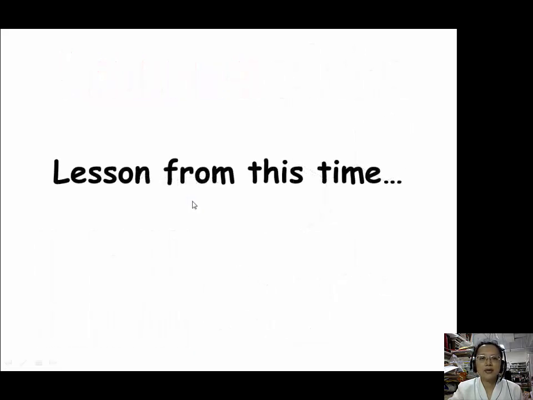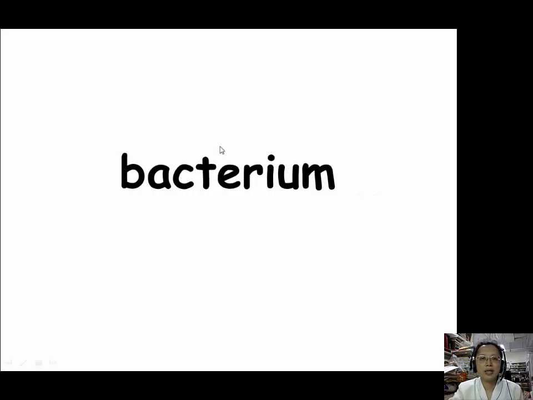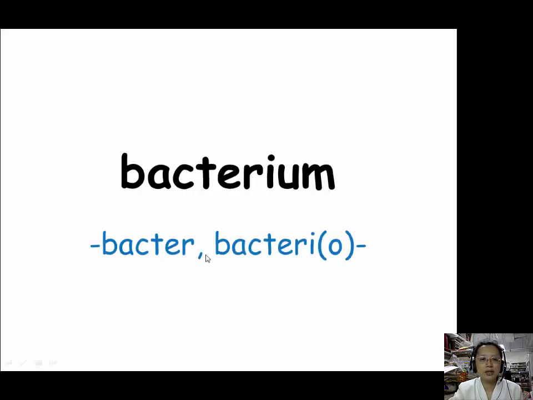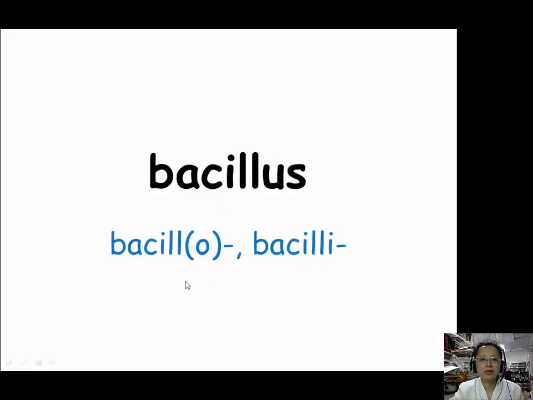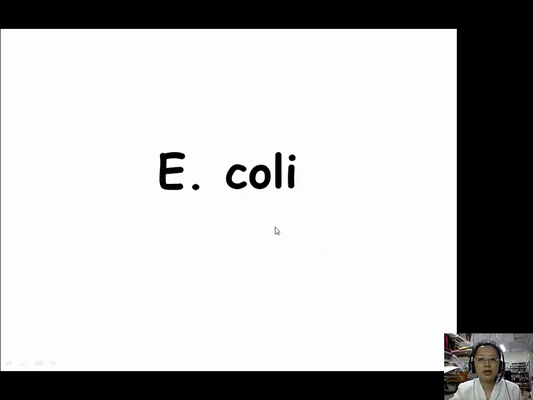Now we finish lesson 21. Let's review what we learned this time. For bacterium, we could use the suffix bacter, B-A-C-T-E-R, or the prefix bacterio, B-A-C-T-E-R-I-O. For bacillus, we could use B-A-C-I-L-L-O or B-A-C-I-L-L-I, these two prefixes. And for E. coli, we could use this prefix coli, C-O-L-I.